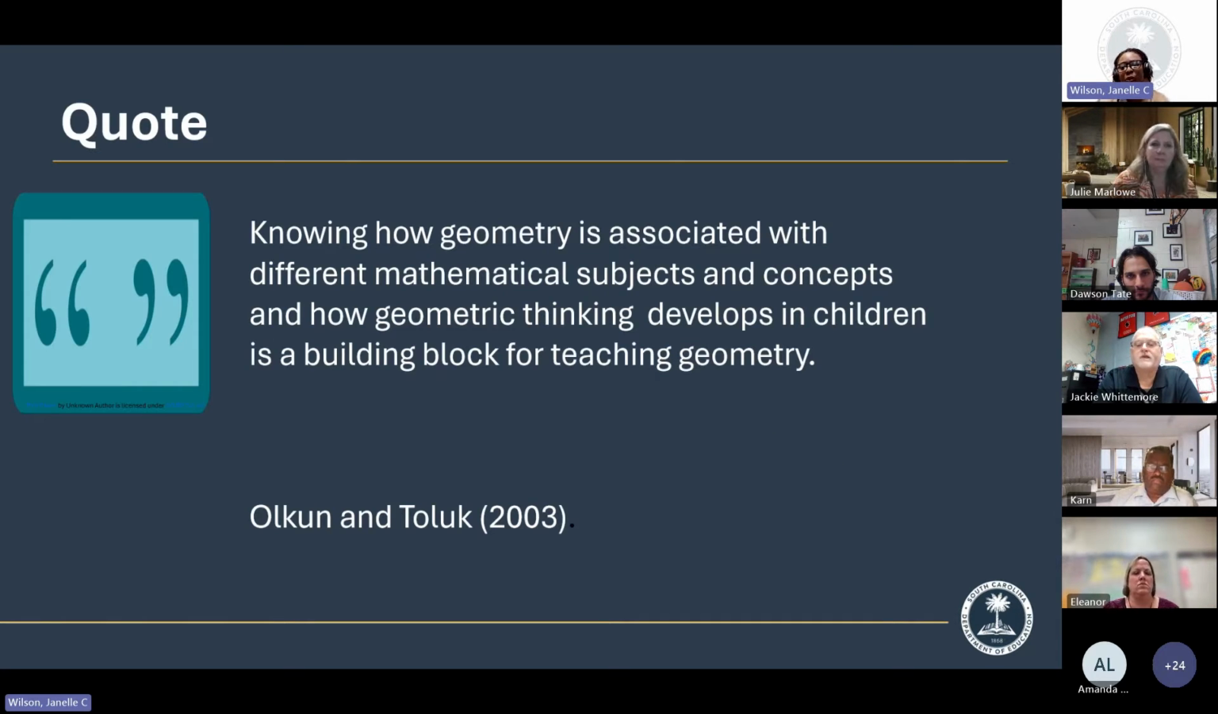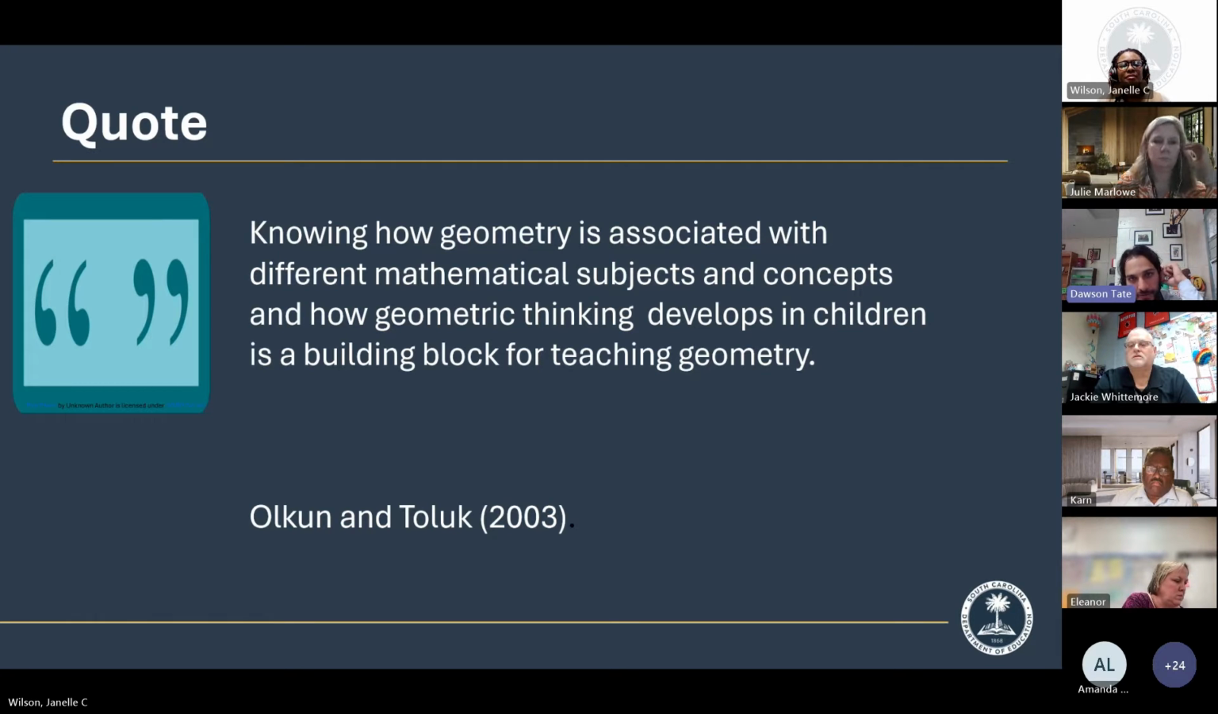Let's first look at this quote. Knowing how geometry is associated with different mathematical subjects and concepts and how geometric thinking develops in children is a building block for teaching geometry. What resonates with you from this quote?